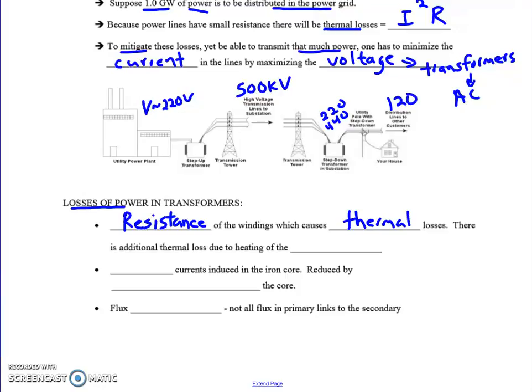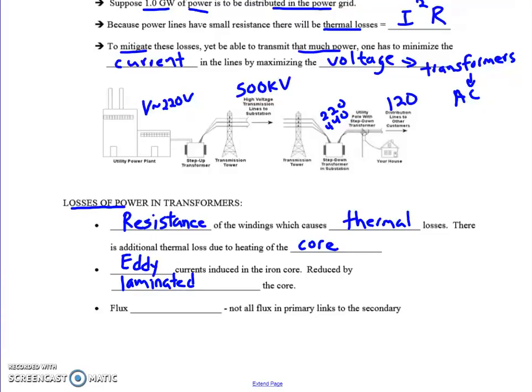On top of that, there are thermal losses due to the heating of the core itself. When you have that changing magnetic field, it's going to create little eddy currents in there, which are going to create some issues. We have eddy currents, like little vortexes of currents, which are creating heat. One way you can mitigate this is to not have a solid iron core of one material, but, like I mentioned before, something that's laminated. Laminated means a bunch of thin pieces that are put together.